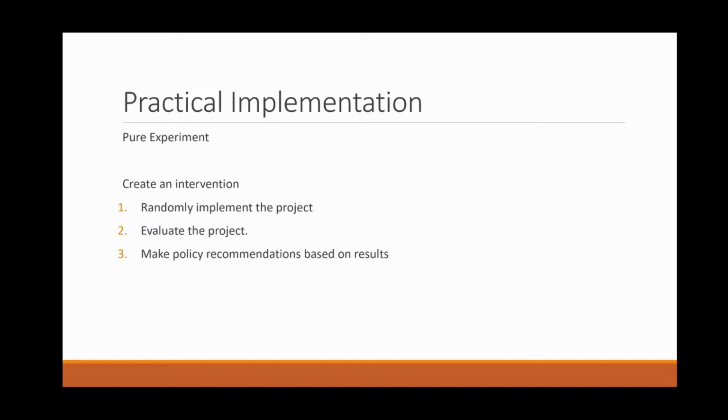In fact, if you have a big enough grant, you can create the intervention yourself and then implement the intervention yourself. When you do that, you have full control over the implementation of your RCT, and you can create the intervention, randomly implement the intervention, evaluate the intervention, and then make policy recommendations based on your results. Now that is, from a researcher's perspective, the best case scenario, because you have the most amount of control over the implementation of your intervention. And so you can kind of do a perfectly designed intervention.